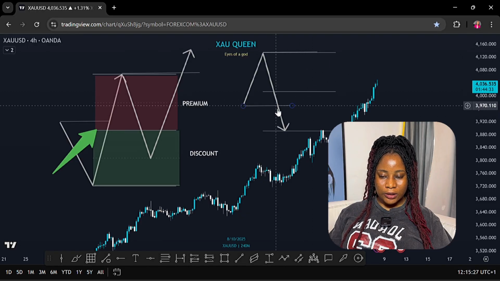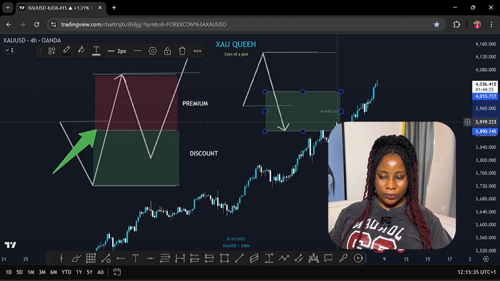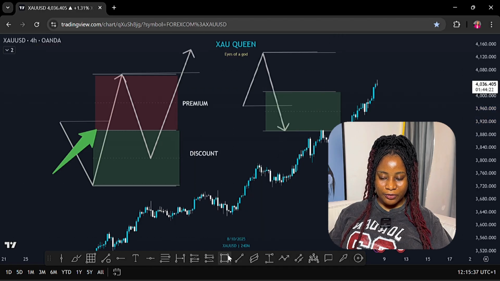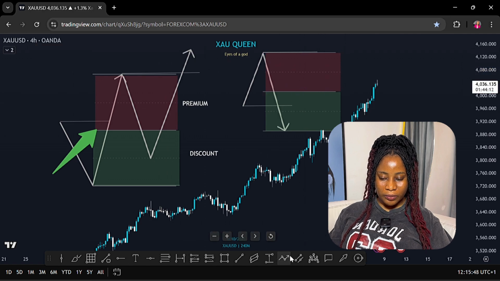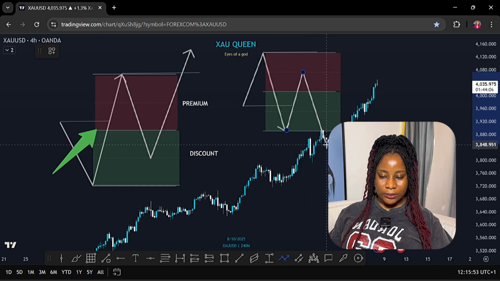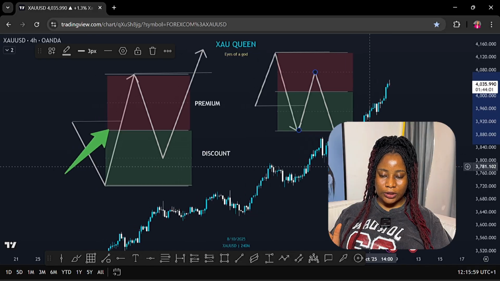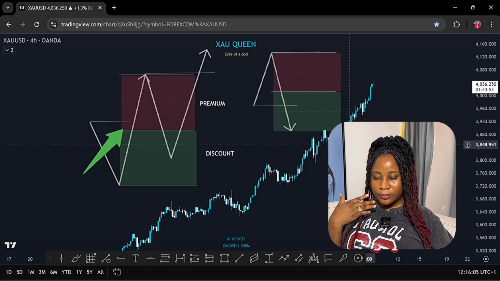We shouldn't be selling anything from here because this right here is our discount. We shouldn't be selling from our discount. We should be buying. And this right here is our premium, so we should be looking for our sells from here. What will we wait for? Wait for price to pull back into the premium and then we can continue with the sales. So this is just a practical textbook example of what premium and discount looks like.